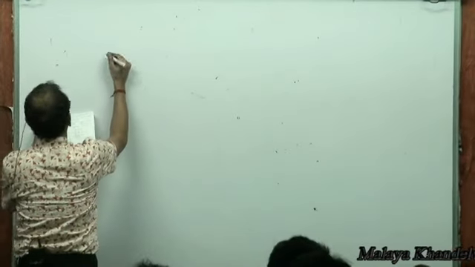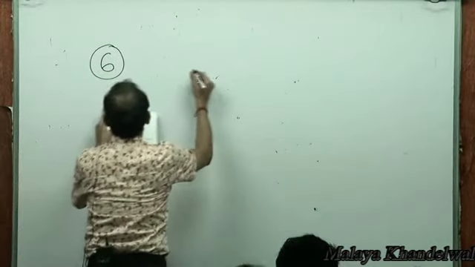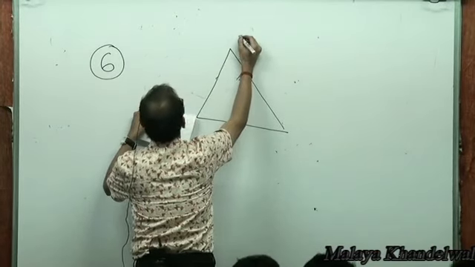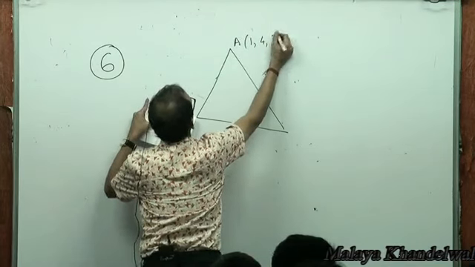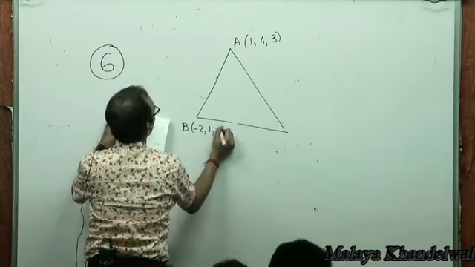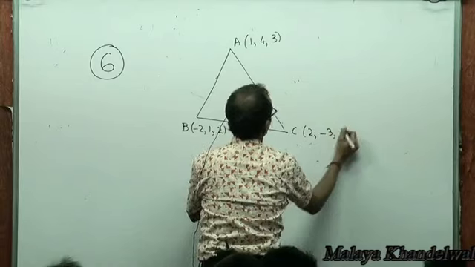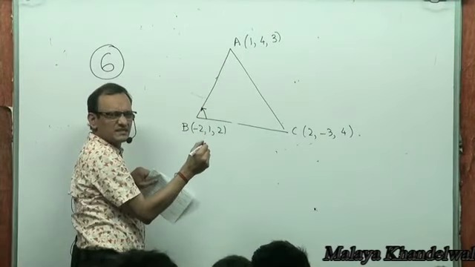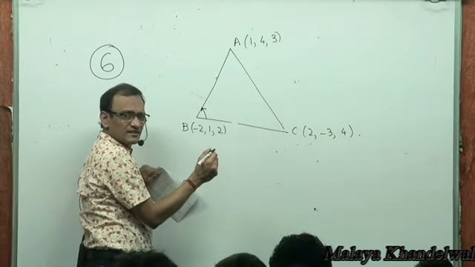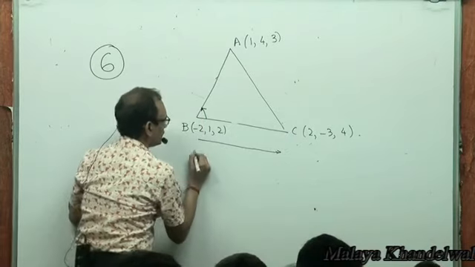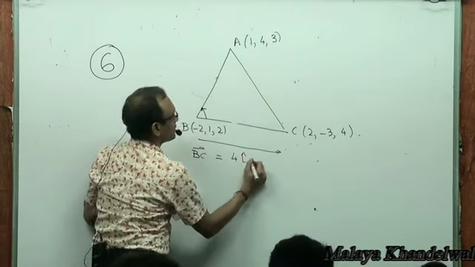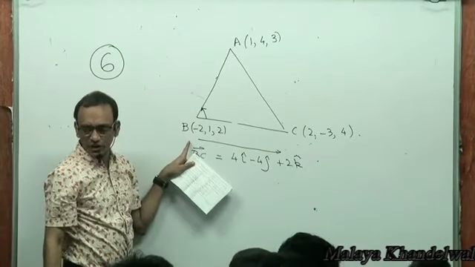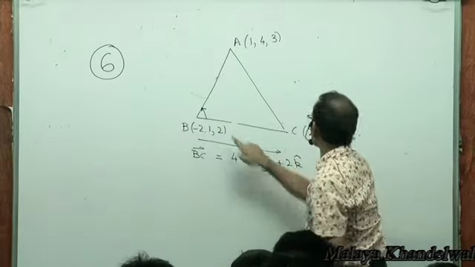Problem number 6. If the vertices of triangle ABC, A is 1, 4, 2, B is minus 2, 1, 2, and C is 2, minus 3, 4, then angle B is what we need to find. Very simple, isn't it? Dot product. See, what is the vector BC? The vector BC, as you can see, is 4i cap minus 4j cap plus 2k cap. Yes or no? Position vector of C minus position vector of B.